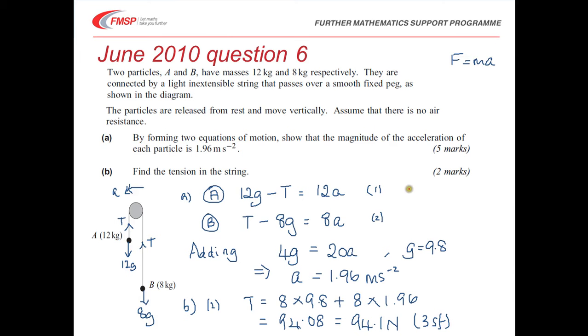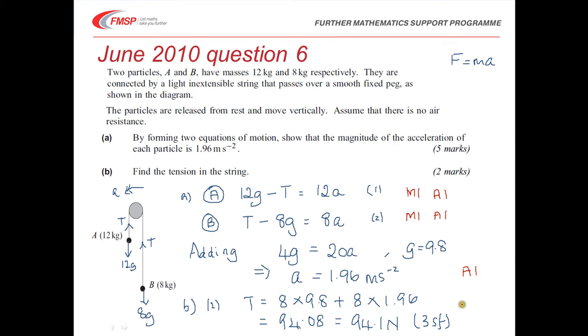So you got a method mark and an accuracy mark for writing down Newton's second law for particle A, and similarly a method mark and an accuracy mark for doing it for particle B, and then adding the equations to find a gave you another accuracy mark. So that was where the 5 marks came from.